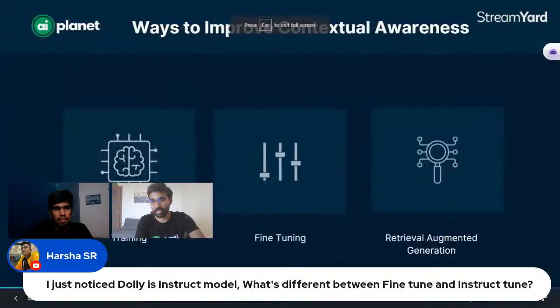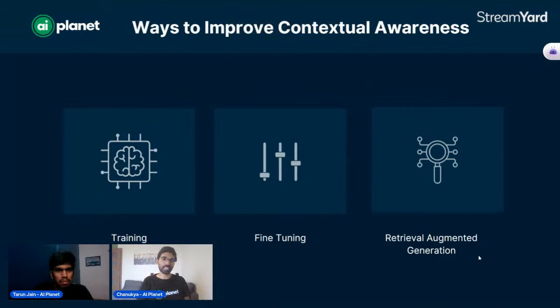So, instruct tuning. When we talk about instruct tuning, it is one of the types of fine tuning. There are different ways you can fine tune a model. One is instruct tuning, and there is another way, in one of the models that we have built, FE13B, where we have trained it on chain of thought, using a different type of fine tuning.